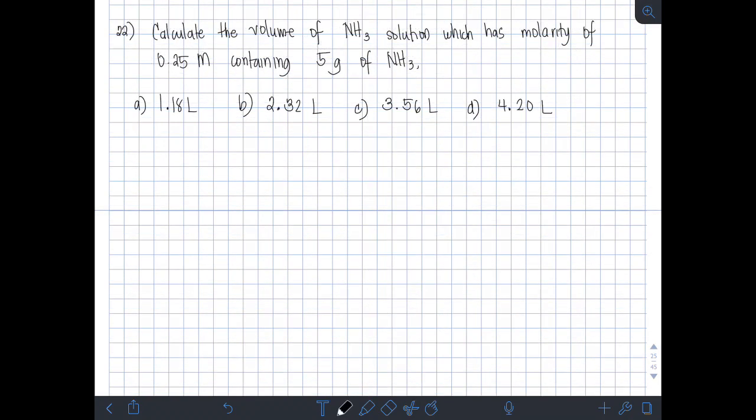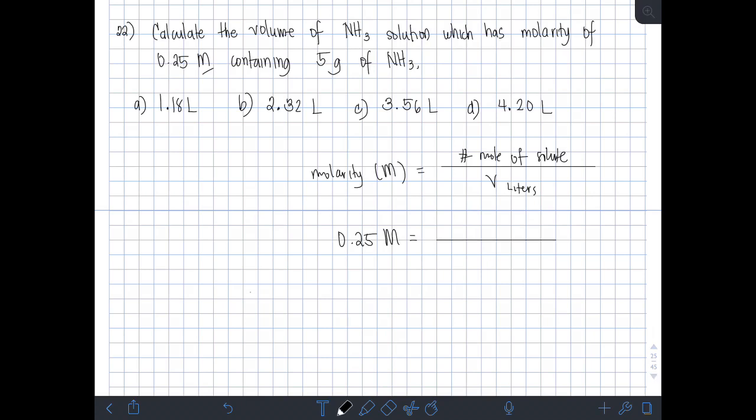Next, we have: calculate the volume of NH3 solution which has molarity of 0.25 molar containing 5 grams of NH3. Okay, so molarity. Ang formula natin for molarity, so ang unit niya is molar, capital M, is number of moles of solute divided by volume of solution in liters. Dahil meron tayong given molarity na 0.25, substitute natin, 0.25 molar equals, so given yung mass ng ating NH3, convert muna natin siya into number of moles.